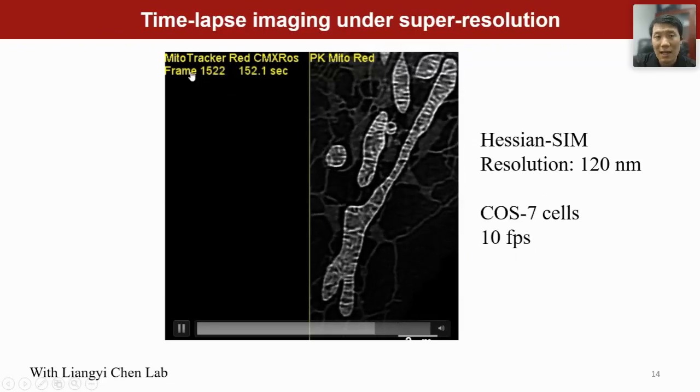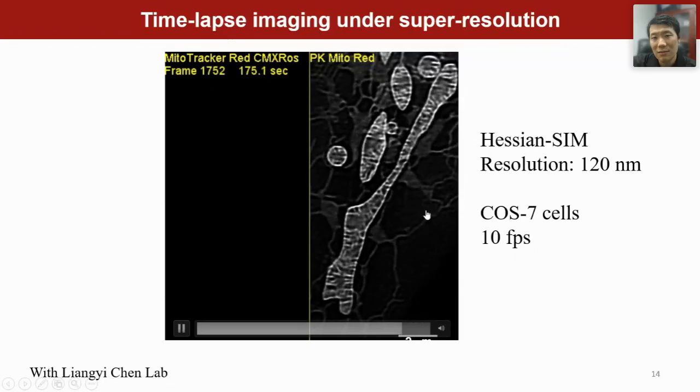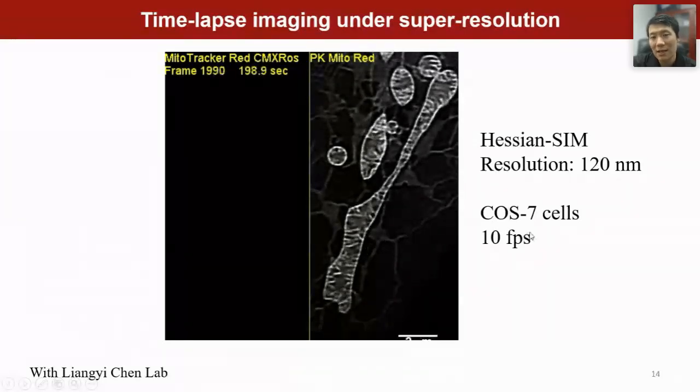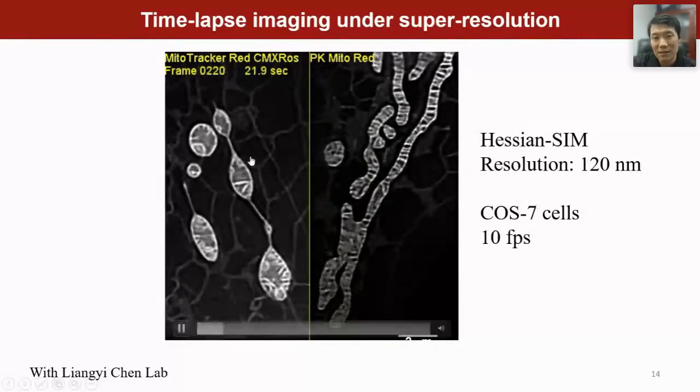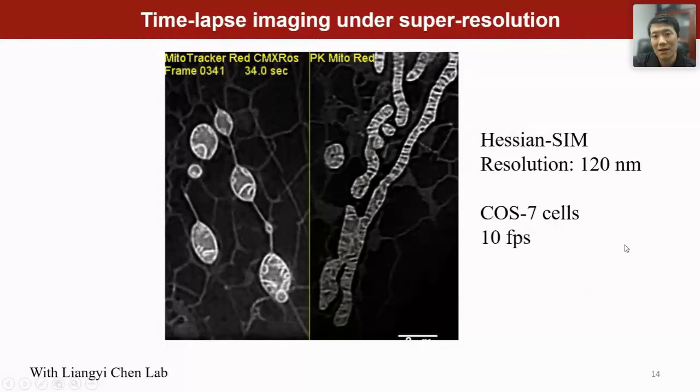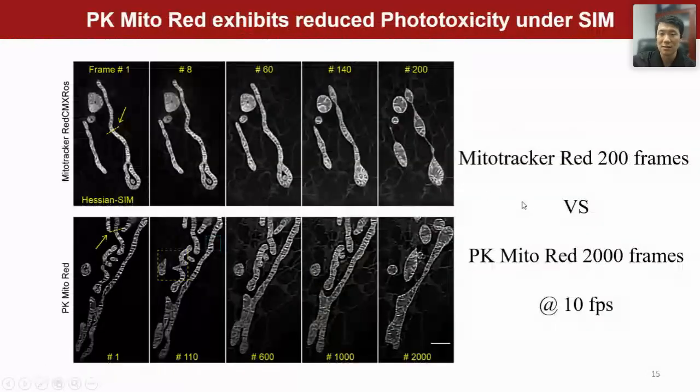If you image really long, maybe more than 1,000 frames, inevitably you get some dye leaking onto the ER and the mitochondria gradually swell. But again, here we are comparing 2,000 frame imaging versus 200 frame imaging of the MitoTracker counterparts. So I think that was a very encouraging result, saying the reduced phototoxicity can give you a lot of new information under the cutting edge super resolution microscopes.